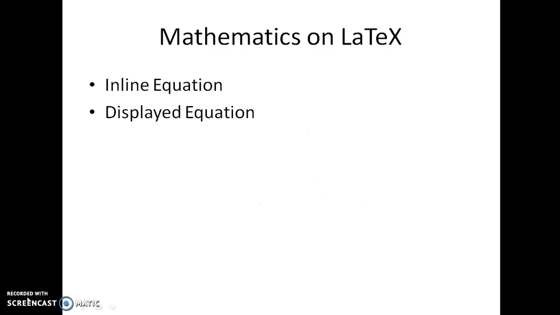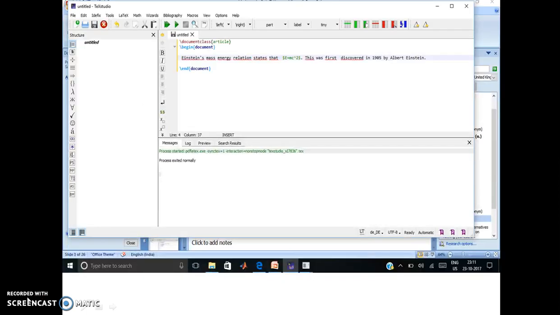There are two types of mathematical equations that we come across. One is the inline equation. Number two is the displayed equation. An inline equation is one where the equation is set inside a statement or a theorem, just like Einstein's mass energy relation states that E equal to mc squared.